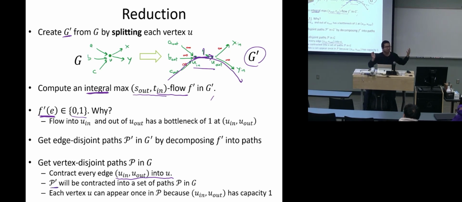Every path in P prime is now contracted, like the path is shortened a bit. Now it will be a path in G. But now you see, every node will be used by this set of paths only once, because the edge u in, u out is used once. So the node u can appear just only once in this set of paths P. Okay. So now you get that any flow here in G prime really just corresponds to a set of node disjoint paths in G. So if you want the maximum set of node disjoint paths, just compute max flow in G prime.